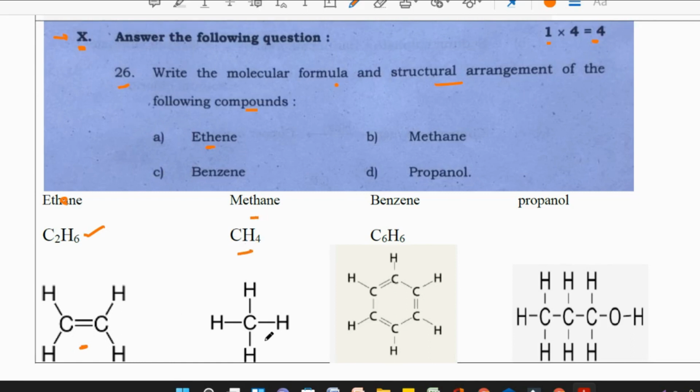Methane CH4. Diagram looks like this. Benzene molecular formula is C6H6. This is the diagram. Propanal aldehyde. So the diagram looks like this.